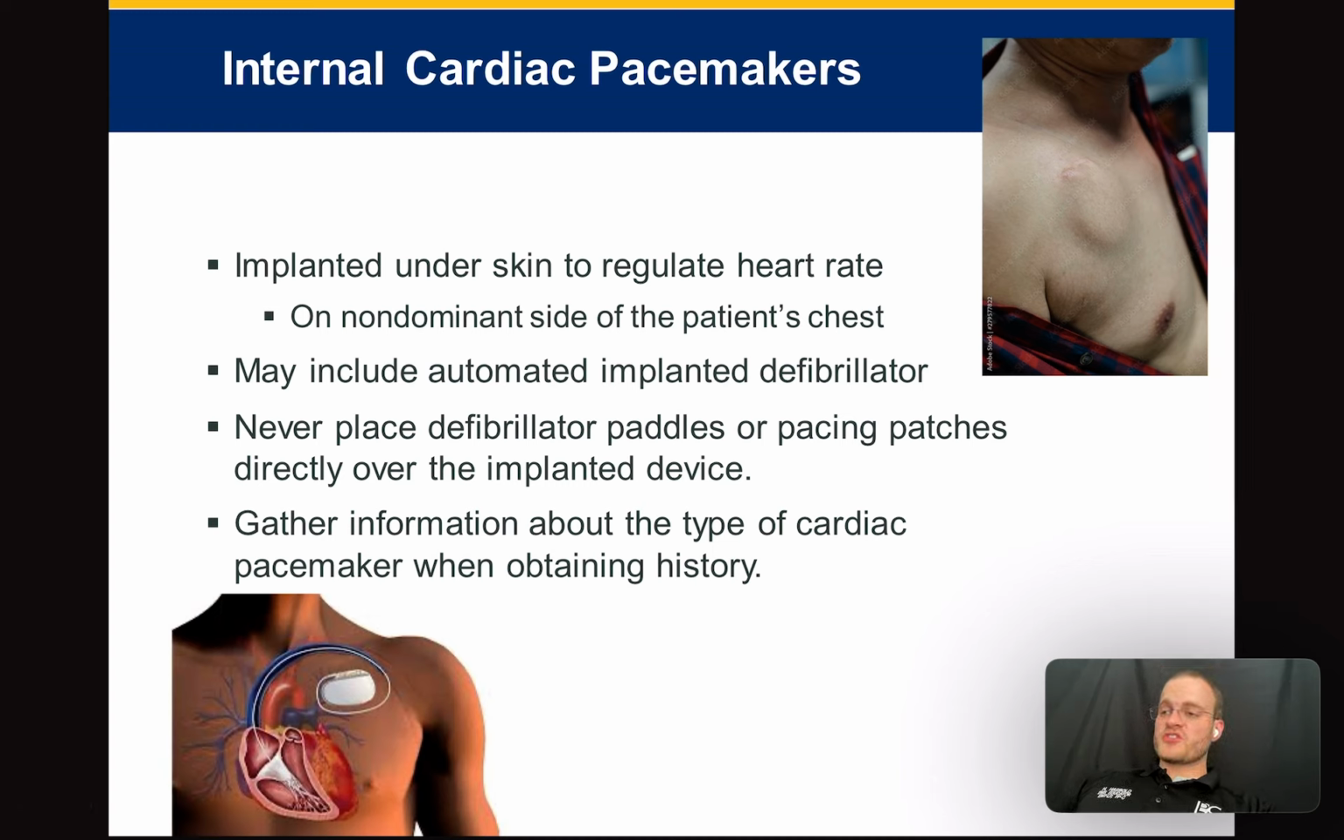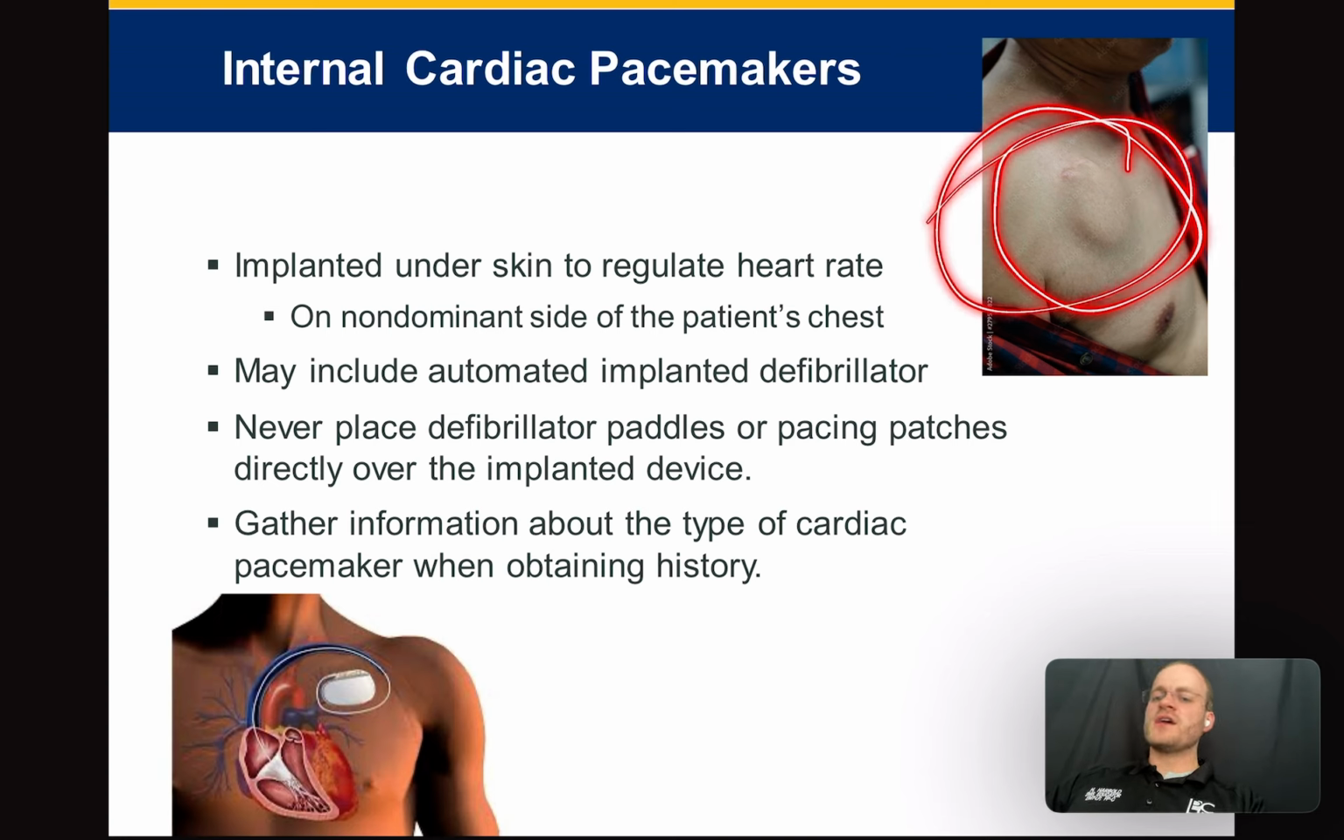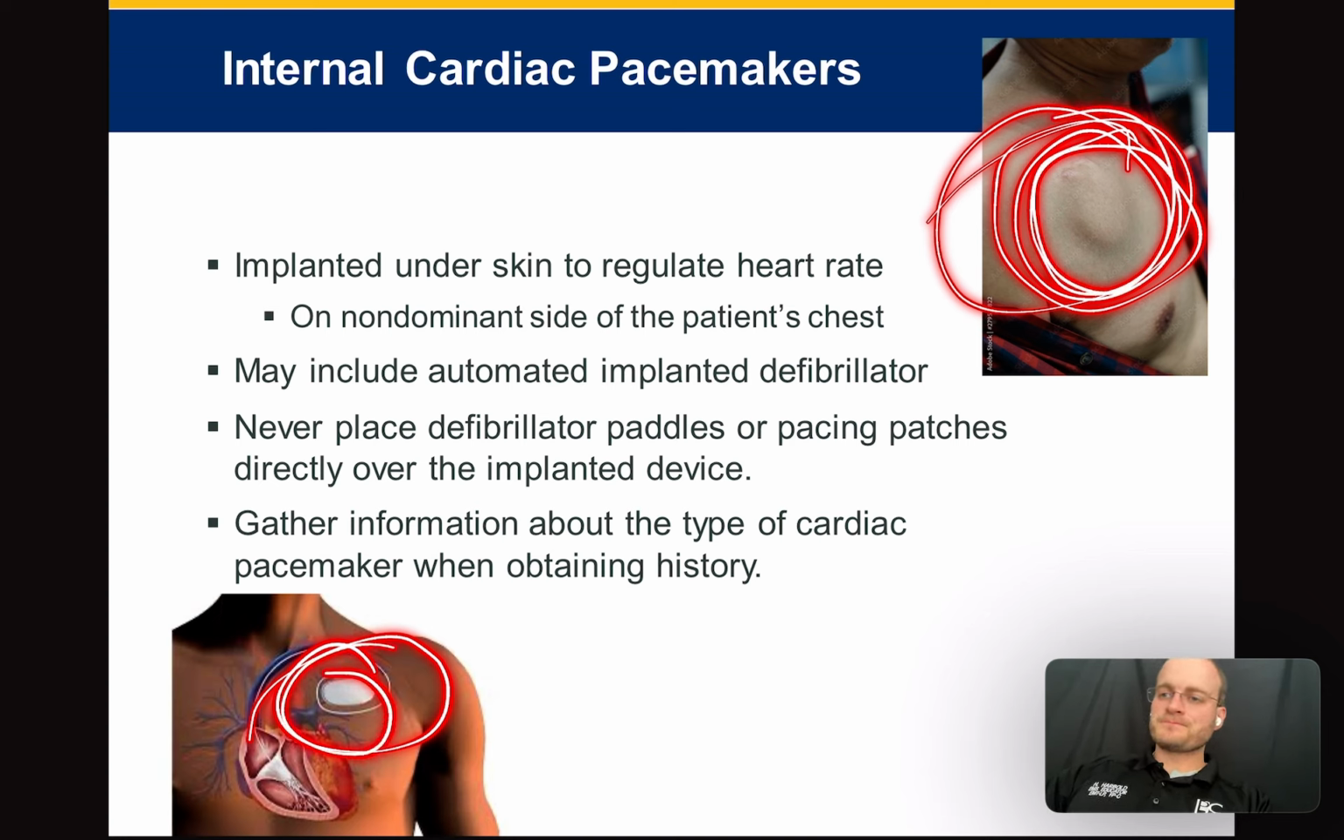Now, internal cardiac pacemakers, these are pretty common. It looks like a deck of cards up underneath the skin of the chest. Now, you would think this would be on the left side of the chest, but it can be on either side of the chest. This is obviously the patient's right. And so it can be on either side. So this is the actual machine right there.